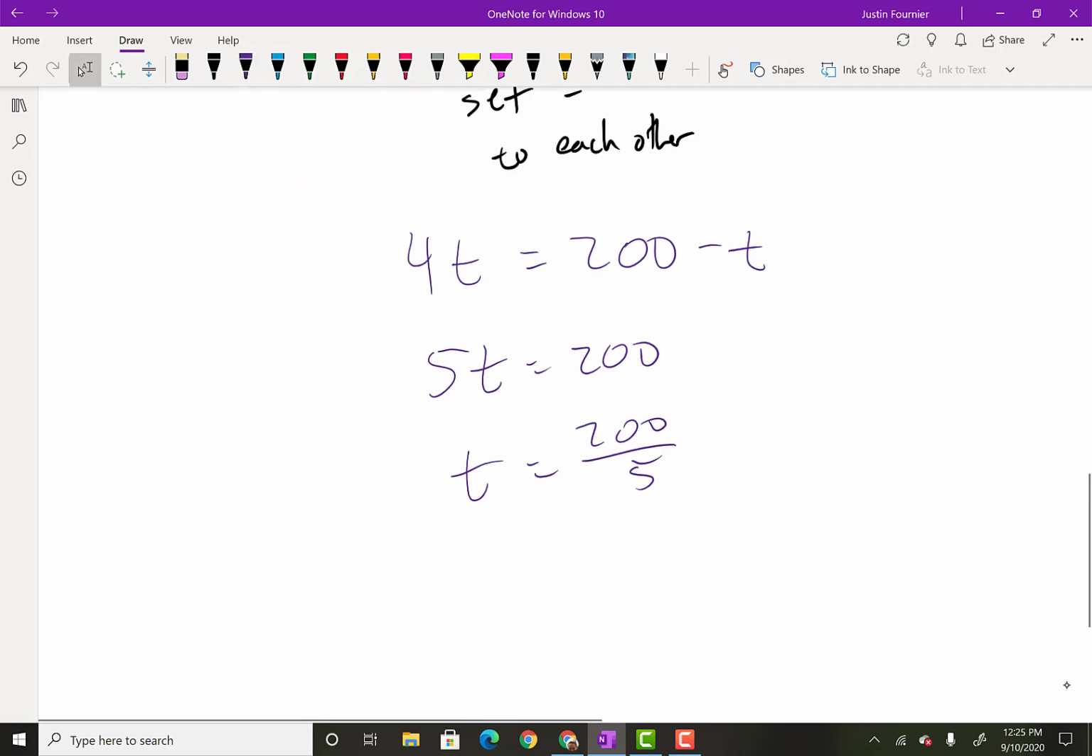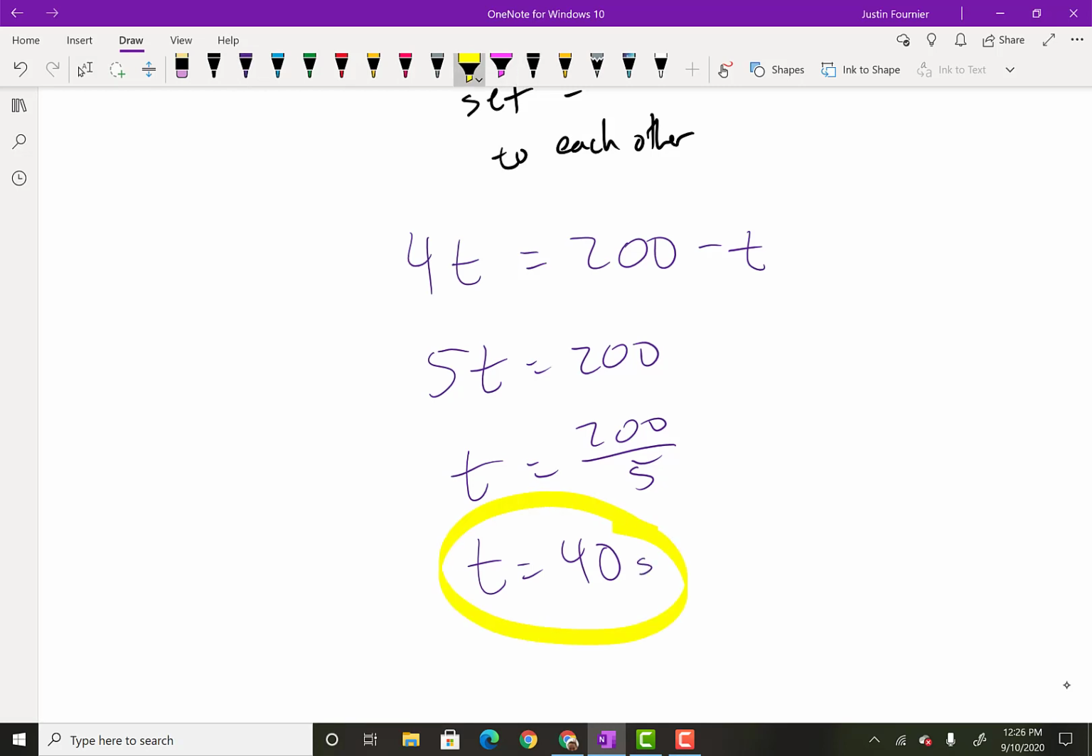Oh, I don't want to screw this up. What was that? 40? That's what I think. Yep, 40. So in 40 seconds they're going to meet each other. It's quite a long time. Okay, now again, your numbers are going to be different because you're going to use actual values. I just made mine up.